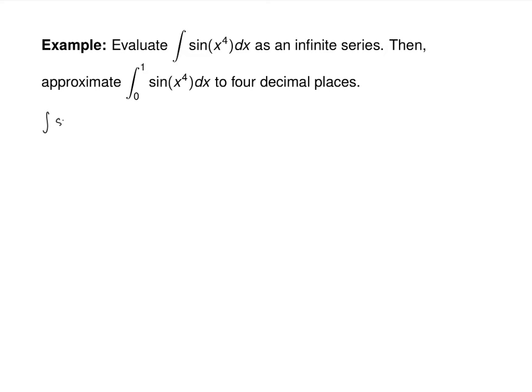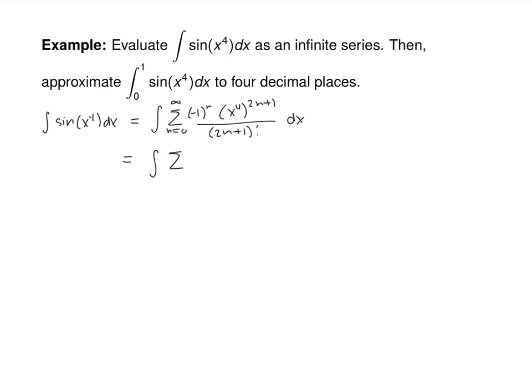So the integral of sine of x to the 4th is the same thing as the integral of the sum, n equals 0 to infinity, negative 1 to the n, and x to the 4th gets input into the Maclaurin series for sine. So that's x to the 4th to the 2n plus 1, all over 2n plus 1 factorial. And before you anti-differentiate, you have to express that as x to a single power. So that's going to be x to the, well, those exponents multiply, which gives us 8n plus 4 over 2n plus 1 factorial.